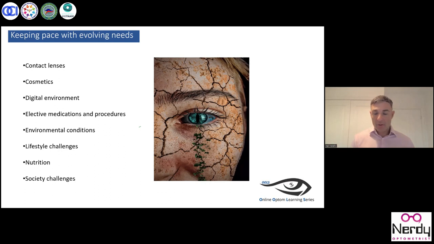Even cosmetic eye products have been linked to certain conditions. So it might be worth finding out a bit more about our patients. We can't presume that what was the case two years ago hasn't changed when we see them next time round. So we should always ask those lifestyle type questions as well, and about smoking, etc.